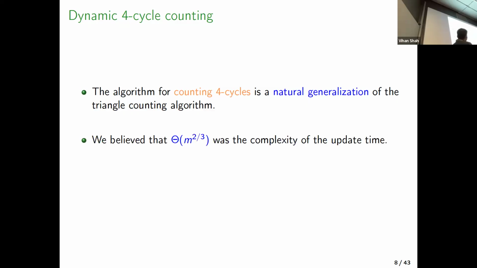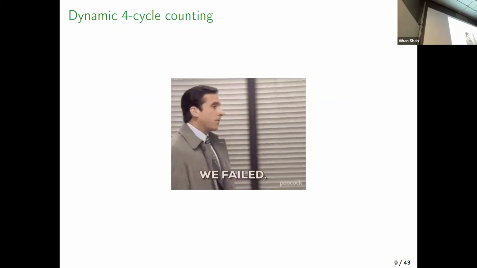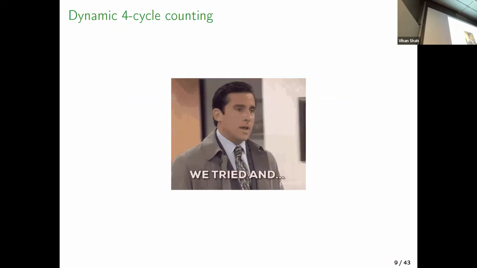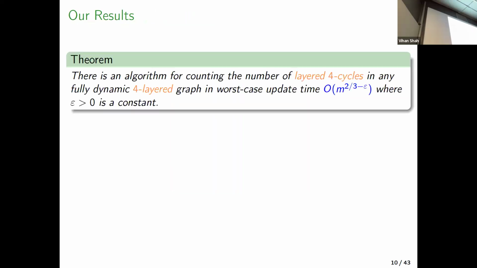So we believe that n to the 2/3 was the correct answer, and we tried proving a lower bound. We wanted to match the n to the 2/3 lower bound. But we tried and we failed, right? So what do you do when you can't improve the lower bound? You prove an improved upper bound, right? So that's what we do. We give an upper bound of n to the 2/3 minus epsilon for the update.